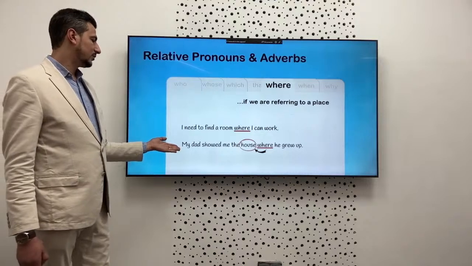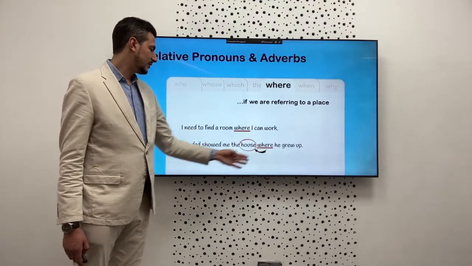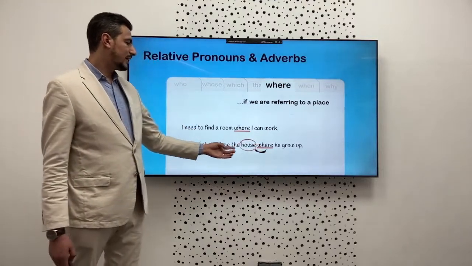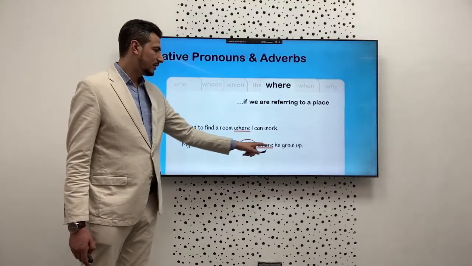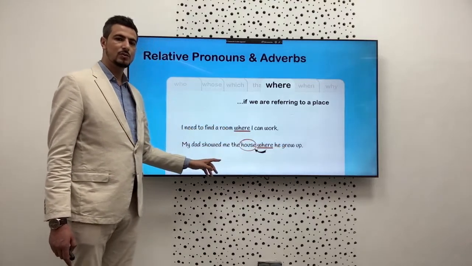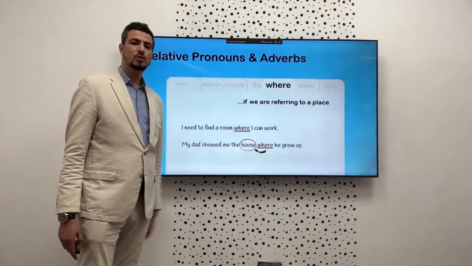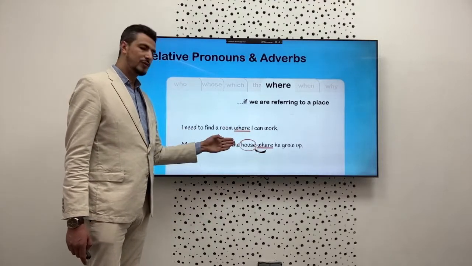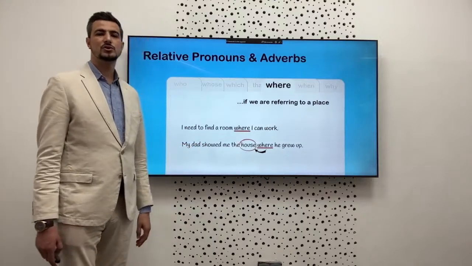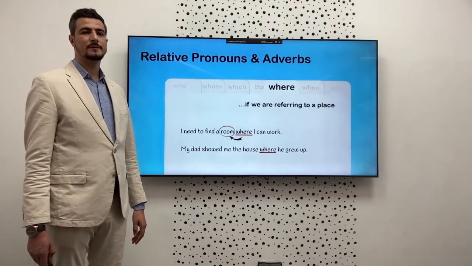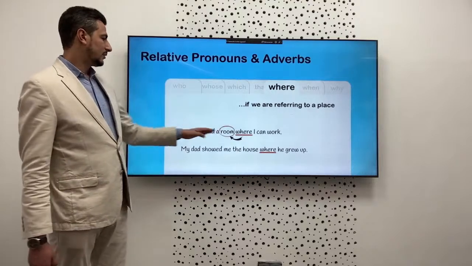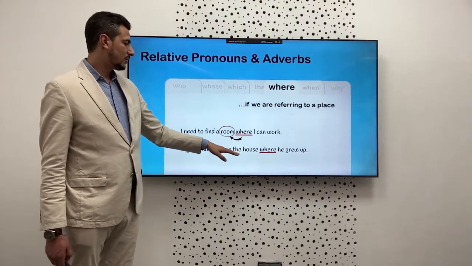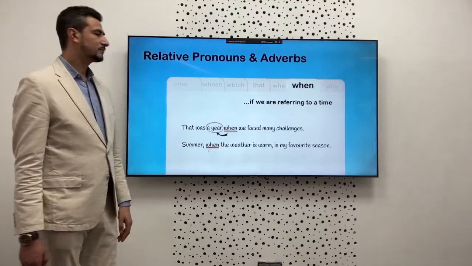The second example is where again. My dad showed me the house where he grew up. The house where he grew up. Where, in these two cases, refers to a place. Like you can see, the room where or the house where.